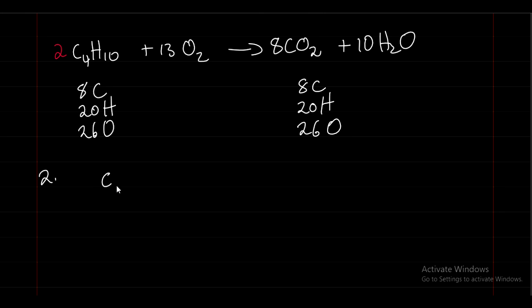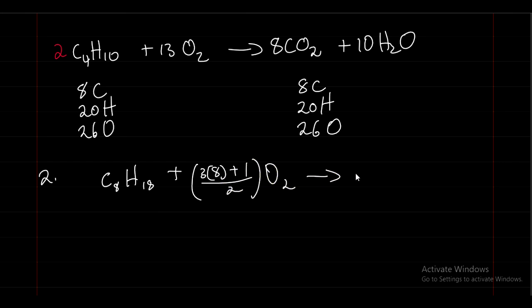Okay, C8H18. Plus, remember on the formula it says (3n + 1)/2. So it's (3 × 8 + 1) divided by 2 oxygen, giving n of carbon dioxide. N is the number of carbons, so it's 8 carbon dioxide, plus n + 1 of water. What is n? N is 8, so 8 + 1 water molecules.